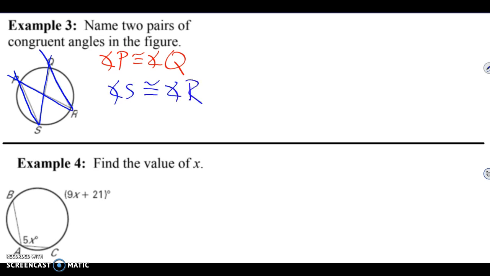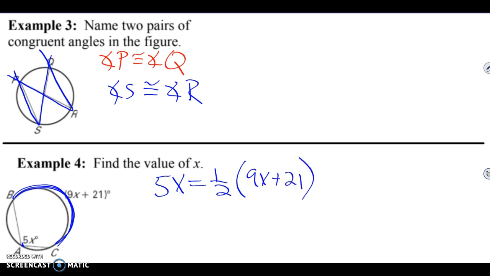All right, in example 4, find the value of x. So this 5x at angle A, first off, the vertex is on the circle, so it's an inscribed angle. So the angle is equal to half the intercepted arc. The intercepted arc is all of this, arc BC. That's the 9x plus 21. Okay, that's our setup with this. The inscribed angle is half the intercepted arc.